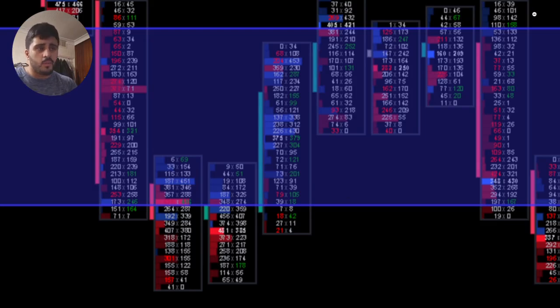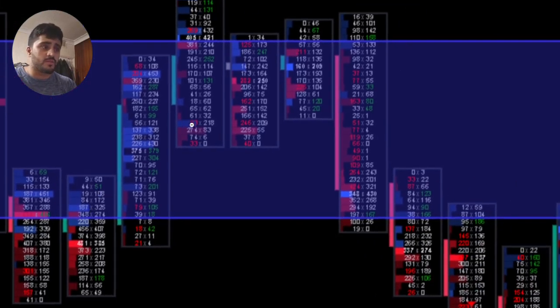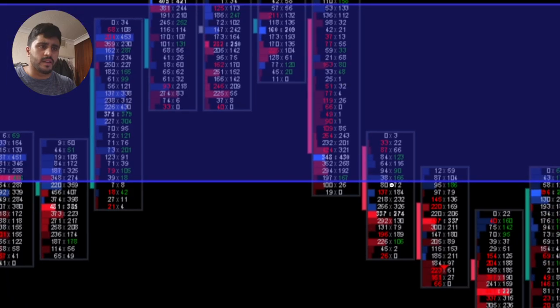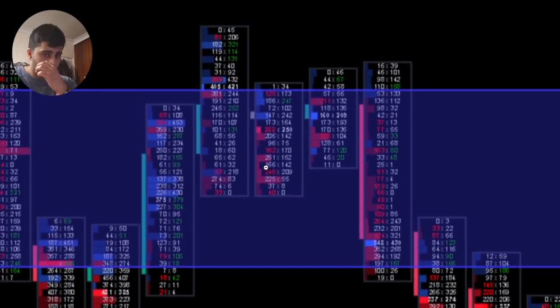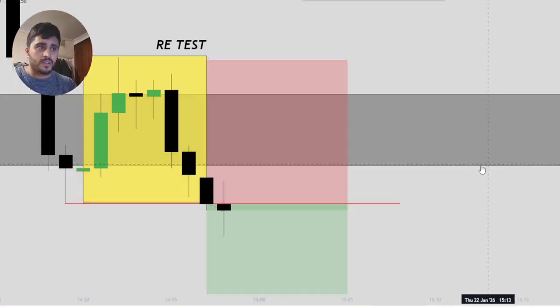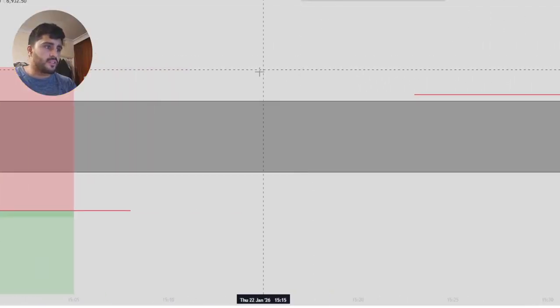Okay. Now, when we retest, and this is what we're going to be focusing on, we're going to be focusing on 1, 2, 3, 4, 5, 6, 7 sort of candles over here. This is where the money is made. And if you think about it logically, let me just take you over to the side for a second. So this is where your retest is happening.